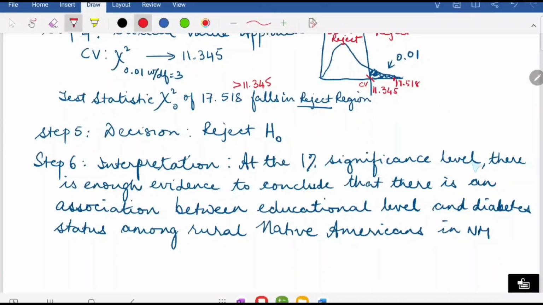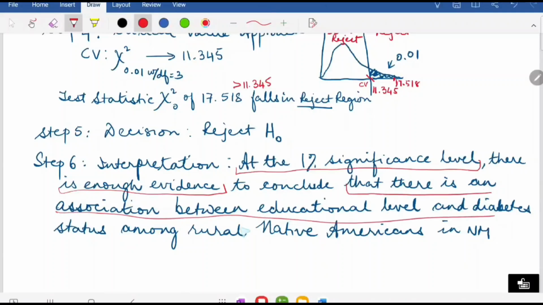For step 6, you have to write the interpretation. At the 1% significance level, there is enough evidence to conclude that there is an association between educational level and diabetes status among rural Native Americans in New Mexico. Again, the key words here in the interpretation on which you will get your grade for this part is at the 1% significance level, there is sufficient evidence or not sufficient evidence, and that you have stated it in context of the question. All right.